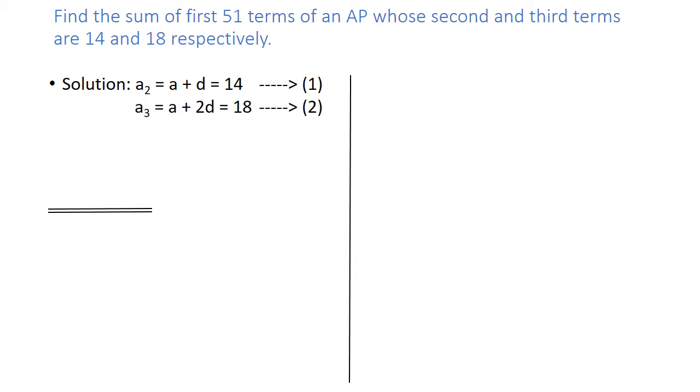Second equation, look at this. A3 is equal to 18. How do we expand A3? A plus 2d. A plus 2d is equal to 18. Now we have two equations. From these two equations we have to solve and find out the values of a and d.